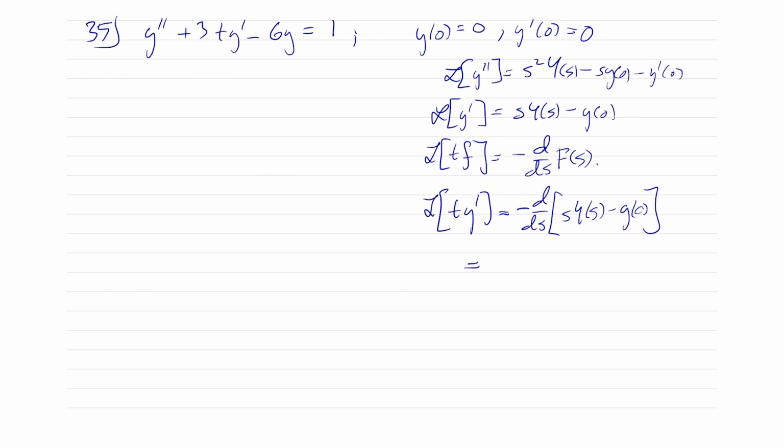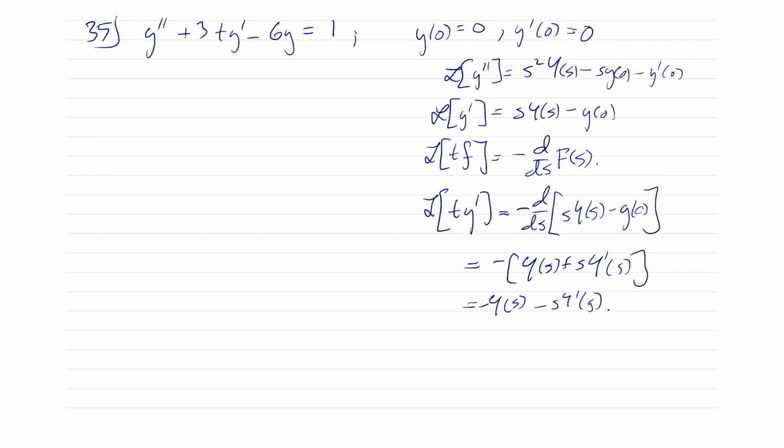And what is that going to give us? Well, it's going to be minus the derivative of s times Y of s, which we can do with the product rule. So it's Y of s plus s times Y prime of s, and the constant's derivative is 0. And so then we get minus Y of s and minus s Y prime of s. Okay, so what we're going to do is plug all these in, and then we'll get our differential equation.